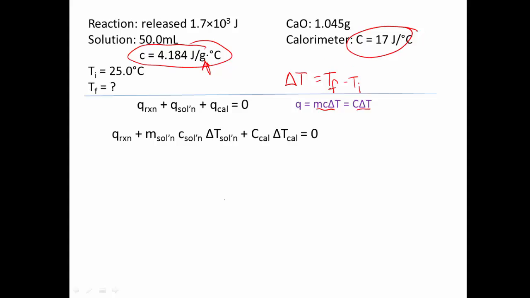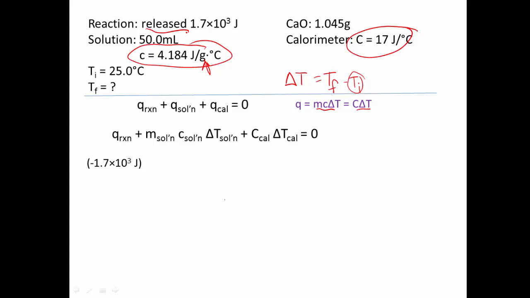Now you can either solve for delta T now and then substitute in. I'm actually going to be substituting in the TF minus the 25.0 degrees Celsius for the TI right now as I put in my values. So let's put in our numerical values. Our Q of reaction, we are told we release this amount of energy, the 1.7 times 10 to the third joules. That means it's going to be a negative value. That's very important that you keep the signs straight for our Q values.